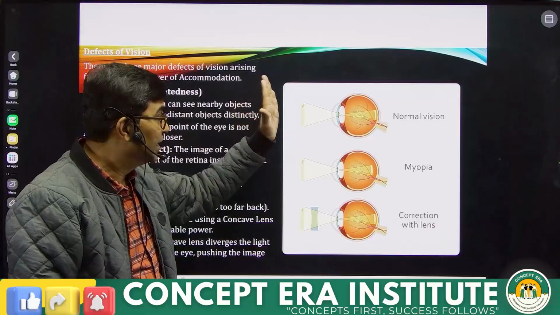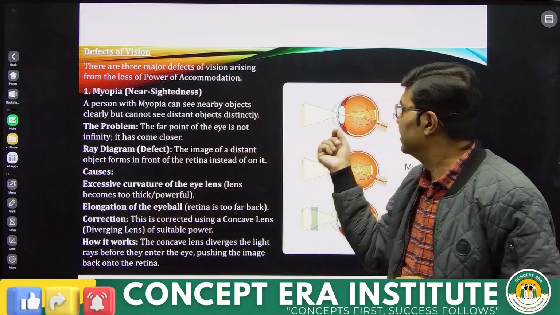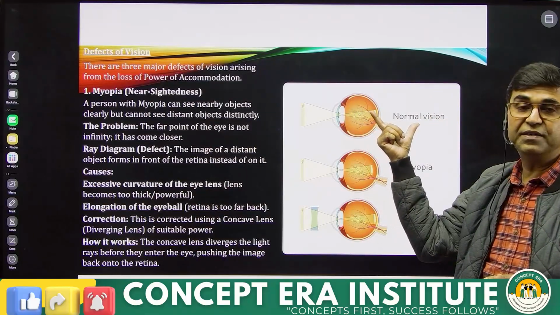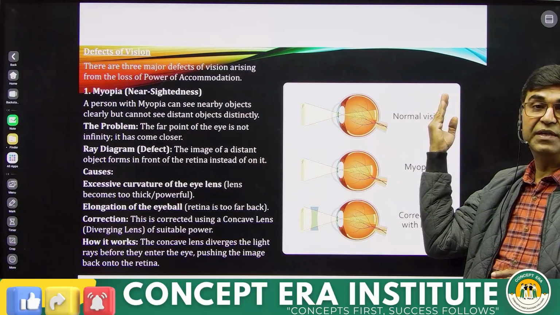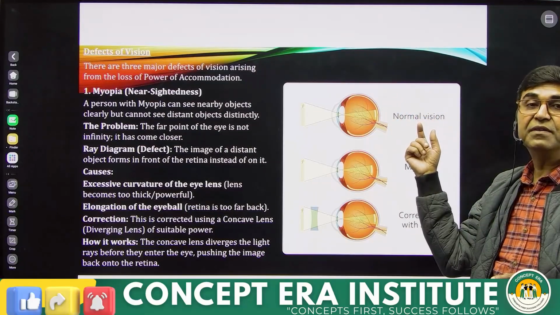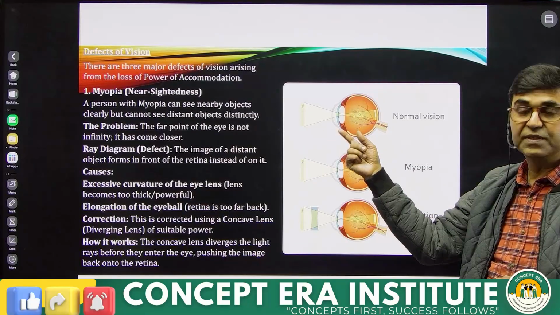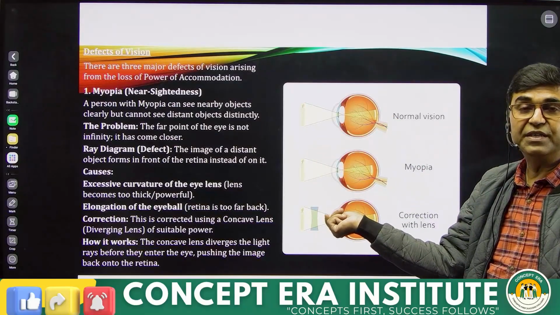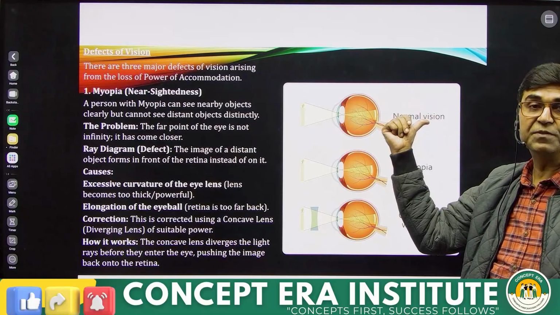Another explanation is that due to some injury or some accident or some other cause, the length of the eyeball has increased. The eyeball is elongated. The retina has gone a couple of millimeters beyond. In that case also, the image will not be formed on the retina. It will be formed where the retina was originally there. In that case also, we will have to diverge the rays so that they meet slightly behind their normal position.